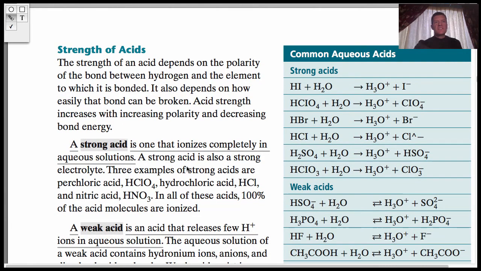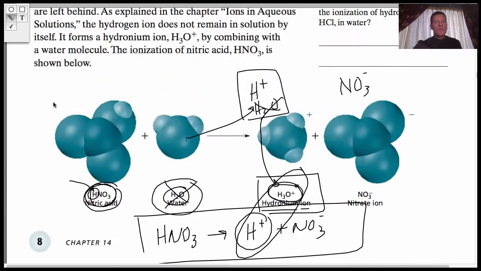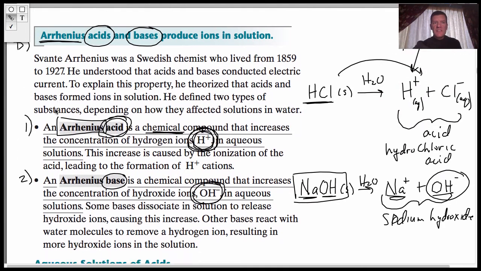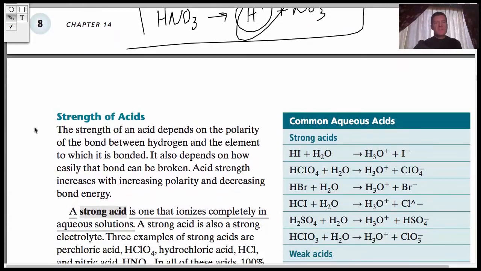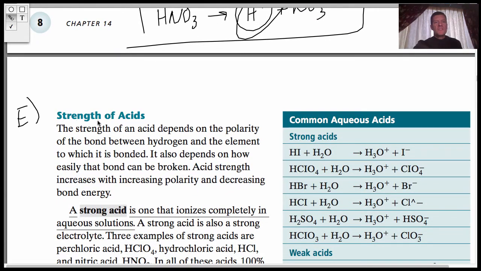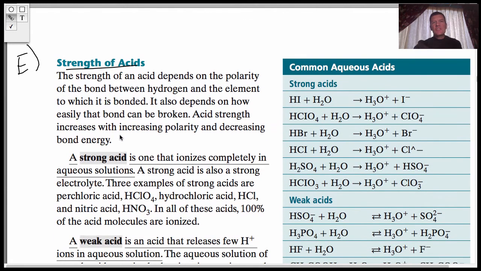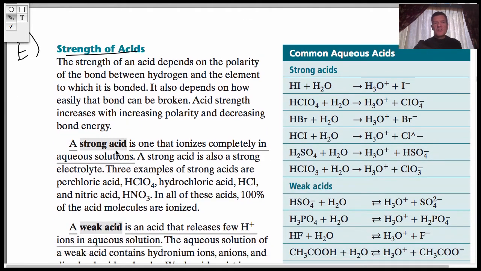Now, some acids are strong, some are weak, and if you remember, we talked about strength of electrolytes, and it's really the same thing. The strength of an acid is basically determined by how many ions it produces. Remember, that's what we said with the strength of an electrolyte. A strong acid is an acid that completely ionizes, completely breaks apart into ions.